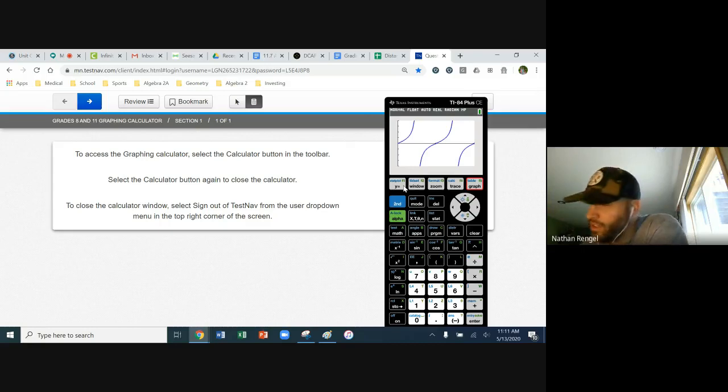Now there are two ways that you can calculate x values to find your y values. First, you go second, calculate, and then we're going to calculate a value. So you're going to select this very first one. If you watched the videos from the last section, we did some intersections. We're going to do that in number 7 in a second. But for number 1, we're going to calculate a value.